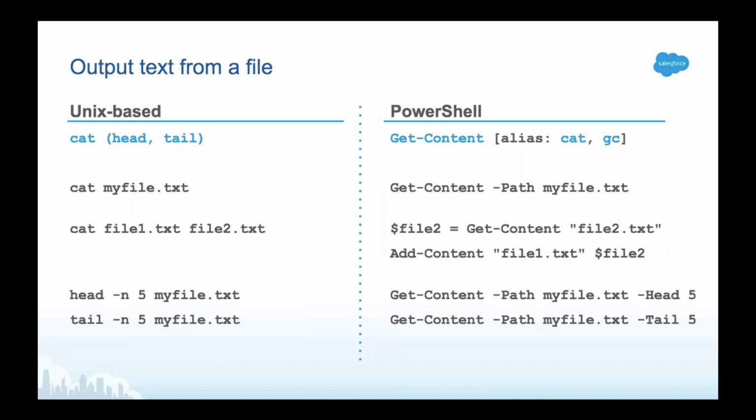And to add the contents of 2 files together, you can use something that's pretty cool that is available on PowerShell but isn't on Unix, and that is you can actually create variables. Here you see we're creating a variable for file 2, getting the contents of file 2, and then we're going to use @content to concatenate the file 1 text to the variable, which is the contents of file 2. And you can do the same thing with head and tail. There you're just defining the path, so -path is the path of the file you want to read, and then it's -head or -tail and then a number.